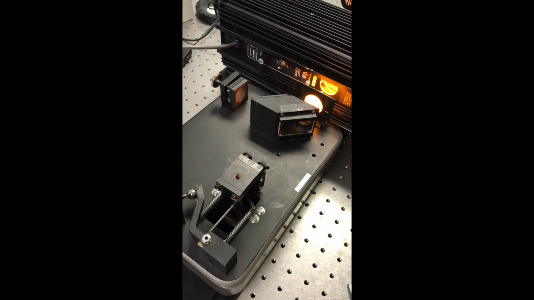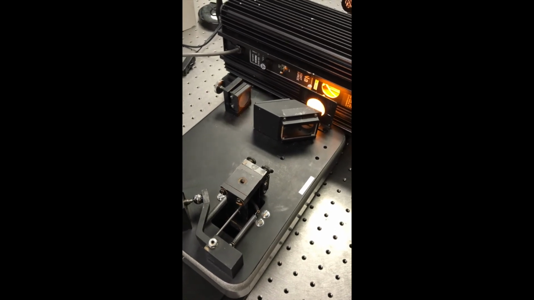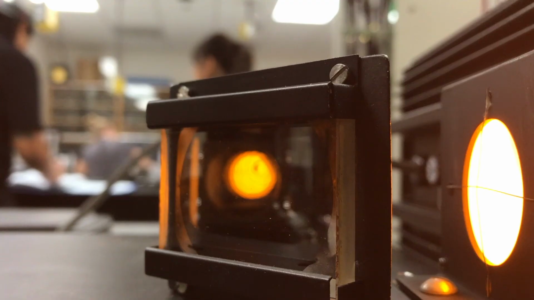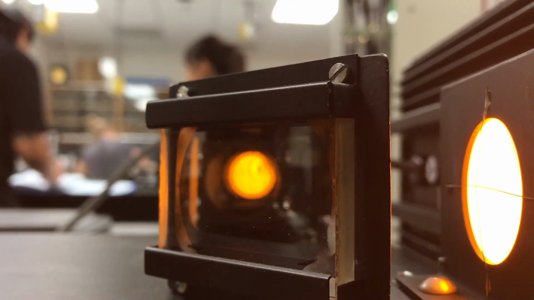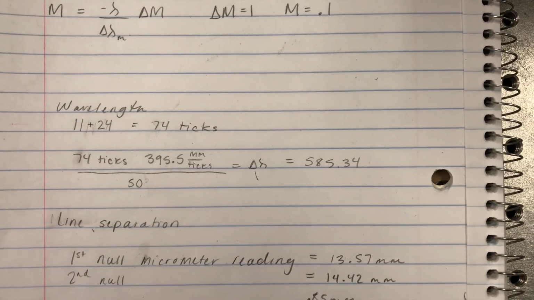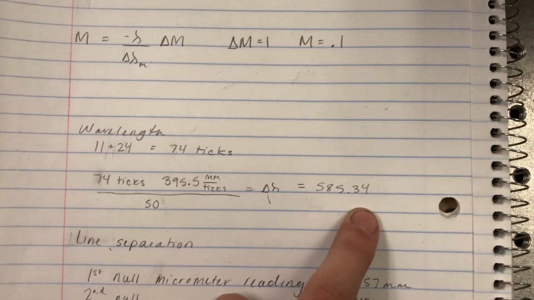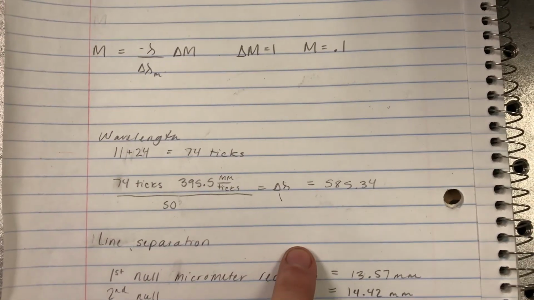This was the yellow sodium source, and we used the same procedure as the previous part to find its wavelength. Using the same procedure as before to find lambda, we found that lambda was 585.34 nanometers, which is a little bit low.